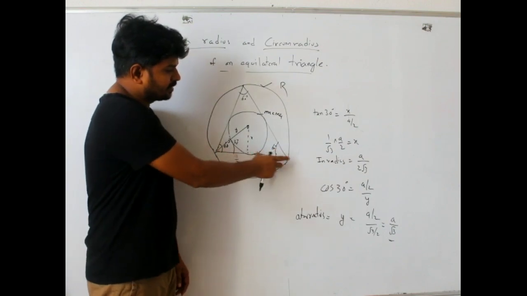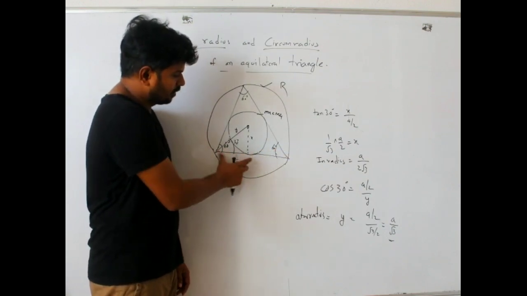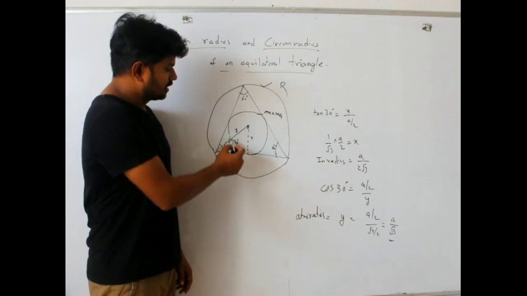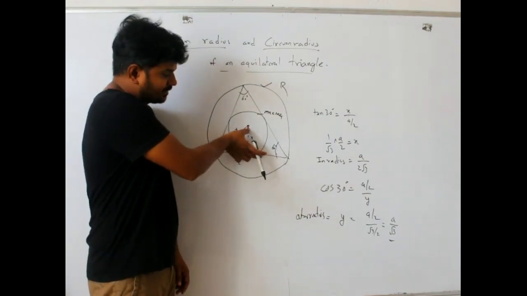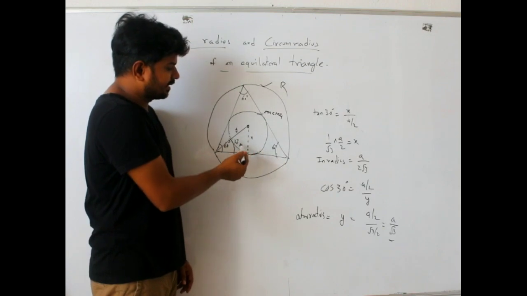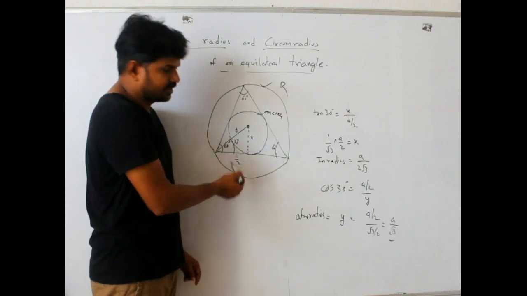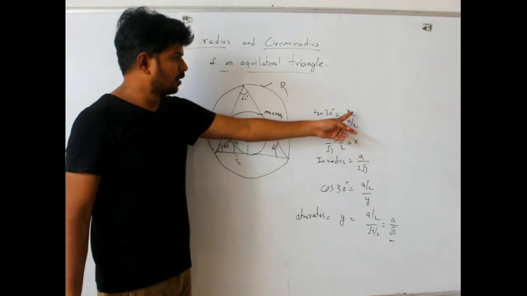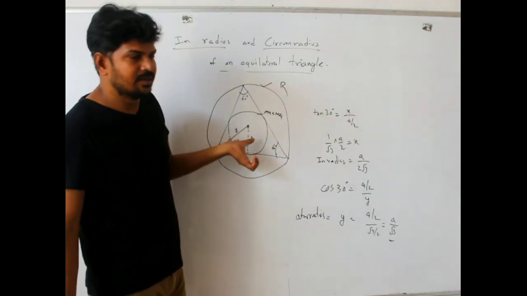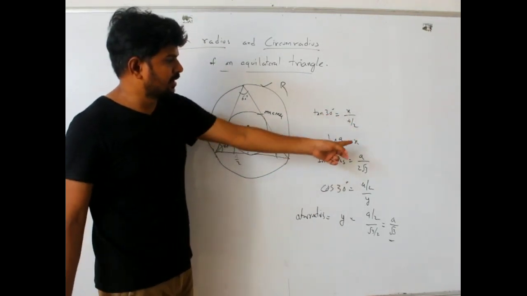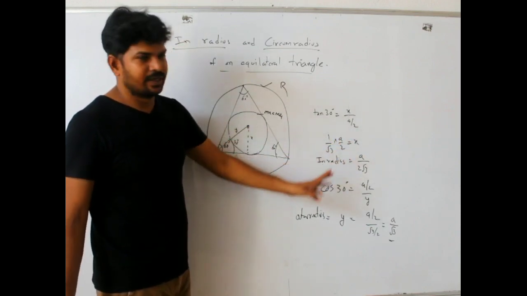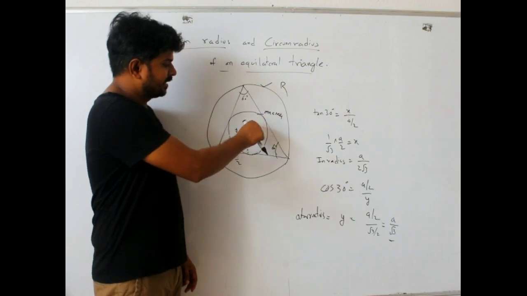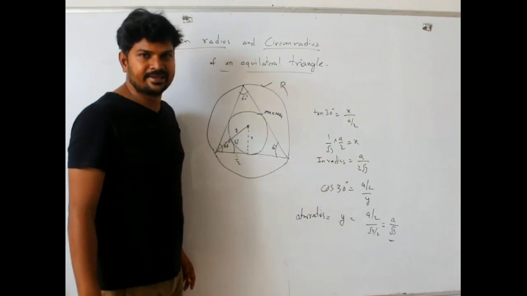If I divide this side into two equal halves, one side will be a by 2, and this side will be a by 2. Now this is 30 degrees. So in order to find this, I can use tan 30 degrees is equal to x divided by a by 2. You have to find this x value, the inradius value. So tan 30 is 1 by root 3, and x is equal to a by 2 root 3. This is called the inner radius. So the inside circle with radius r is called the inradius.